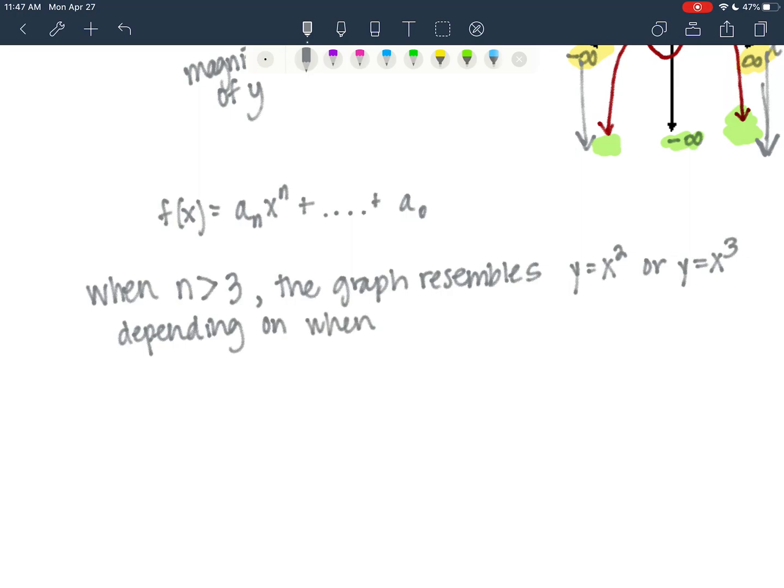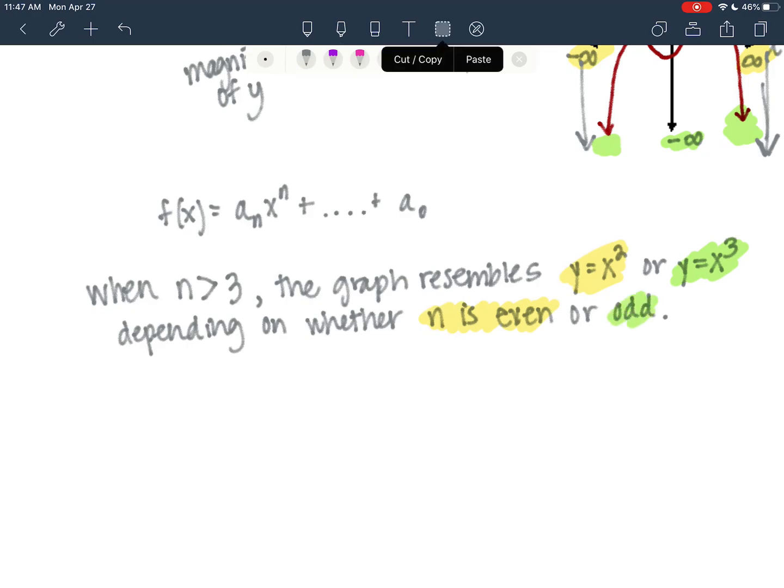on whether n is odd or even. Actually, you know what we're going to write? We're going to write even or odd, just because I wrote x squared first. Even or odd. So when n is even, the graph is going to resemble y equals x squared. And when n is odd, the graph is going to resemble y equals x cubed.